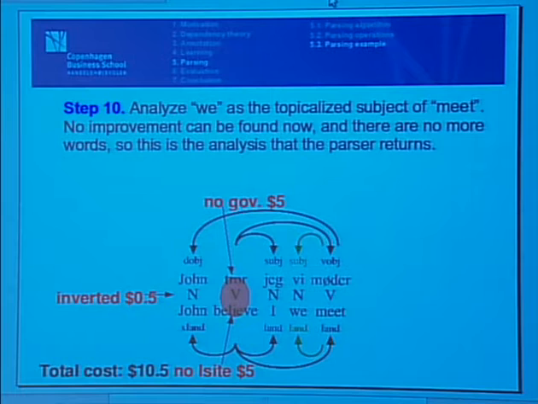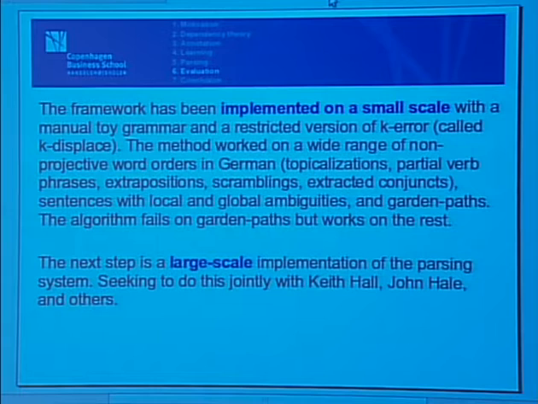So evaluation: I've implemented this framework on a small scale using Prolog with a toy grammar, and I've tested that the method works with a wide range of non-projective word orders in German, like topicalizations, partial verb phrases, extrapositions, scramblings, extracted conjuncts, sentences with local ambiguities and global ambiguities, and garden paths. And interestingly, the algorithm fails on garden paths, but works on the rest.